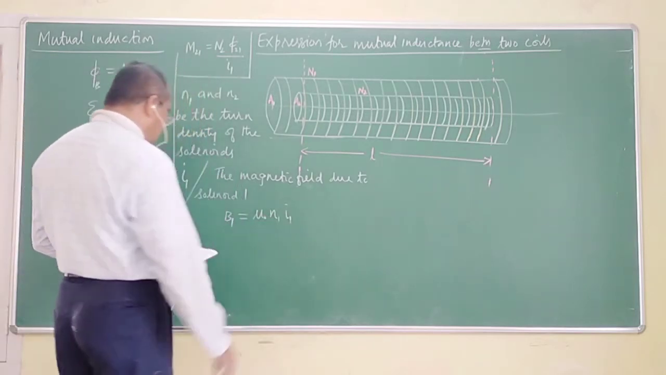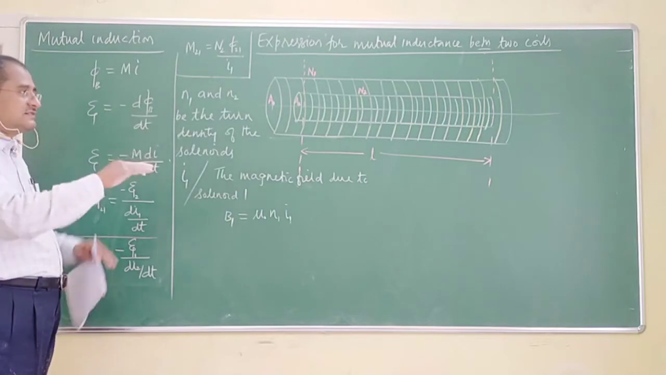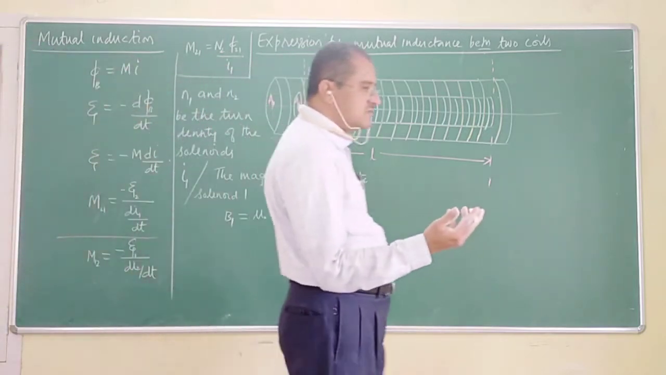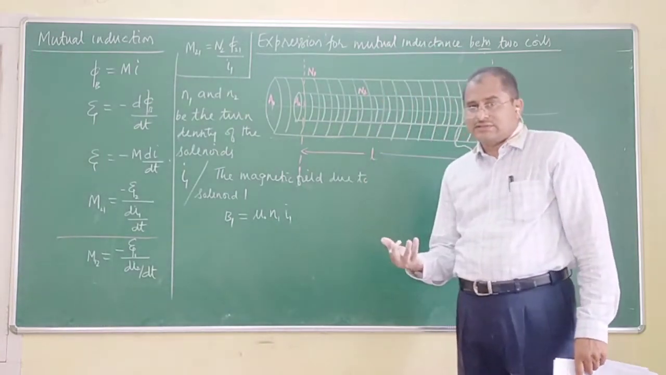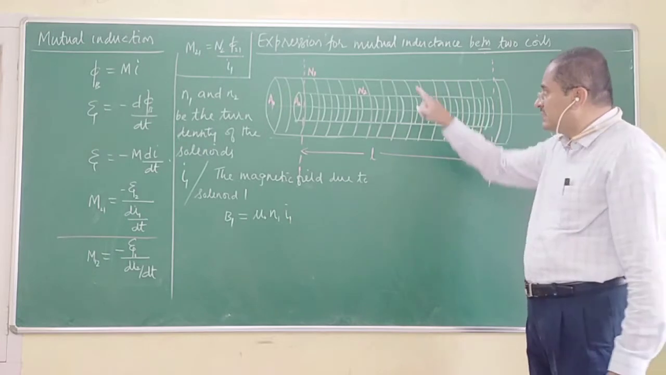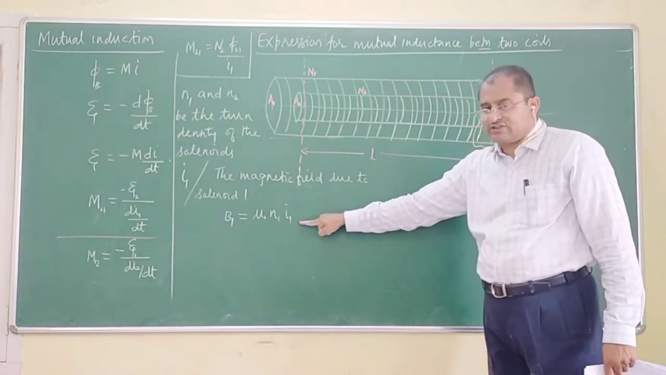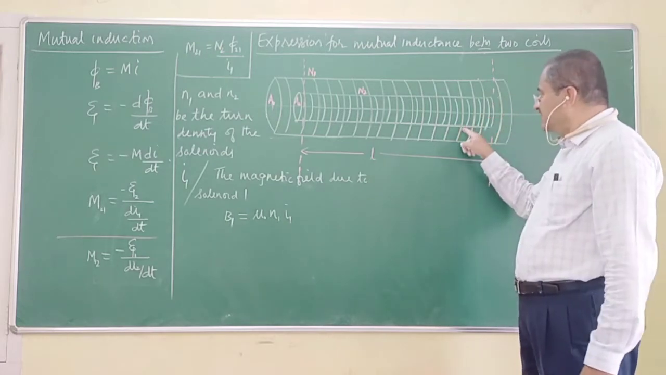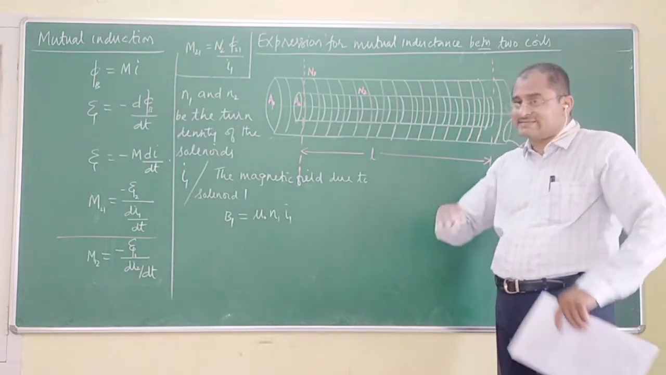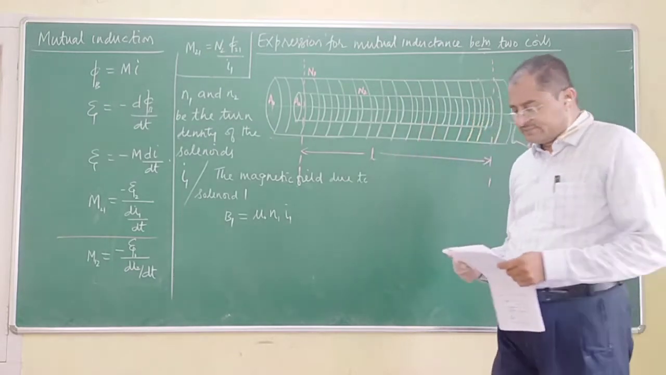This magnetic field will be passing through the area bounded by solenoid 2. In other words, solenoid 2 is placed in this magnetic field. That's what I mean. This solenoid is producing this much magnetic field, and the inner solenoid, the second solenoid, is placed within this magnetic field.